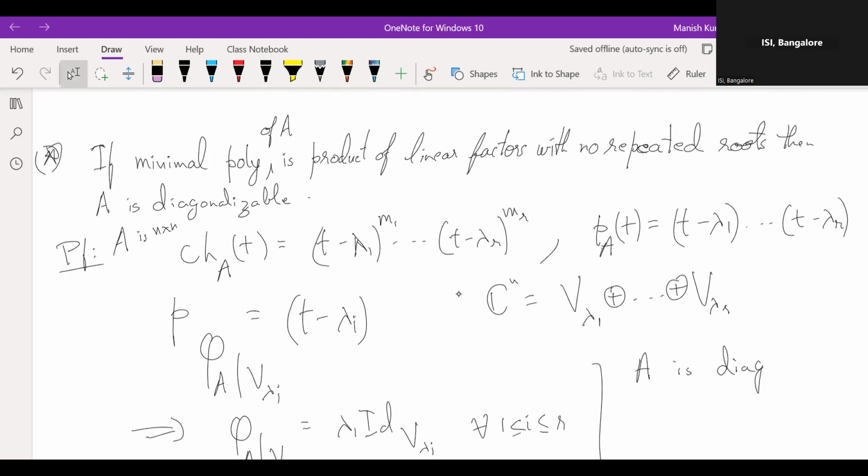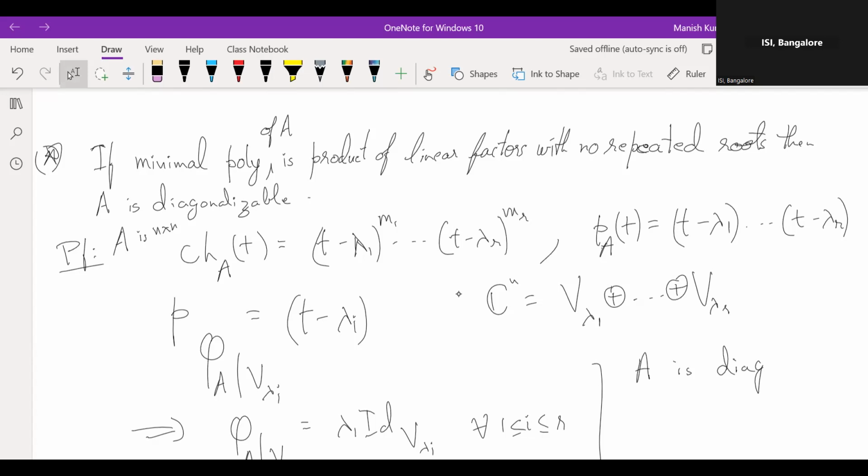So we saw that, of course, if the characteristic polynomial has all distinct roots, then the minimal polynomial will also have all distinct linear factors with no repeated roots. That was the special case which we saw earlier. In that case it's a diagonalizable matrix, but this is a stronger result. So in fact, it's a characterization, for complex numbers at least.